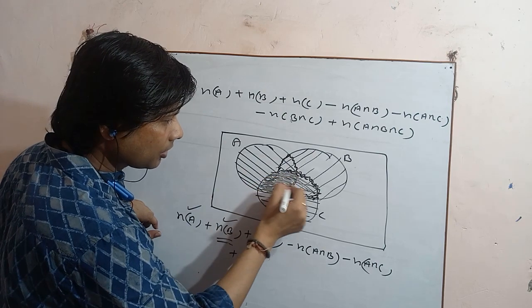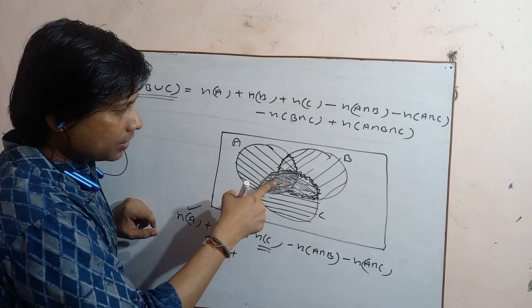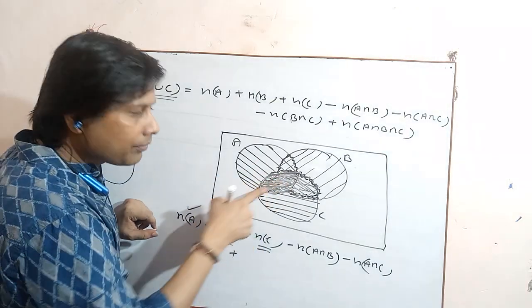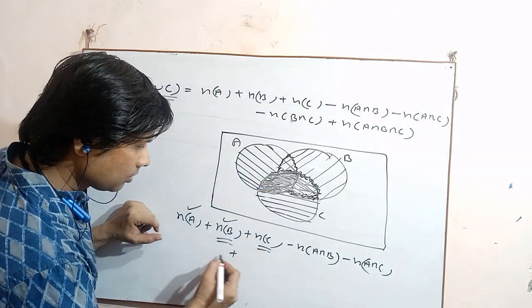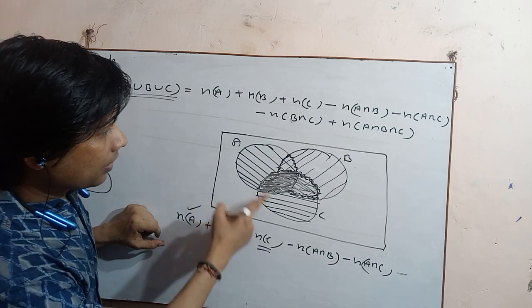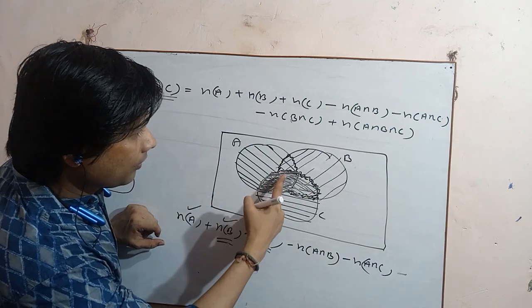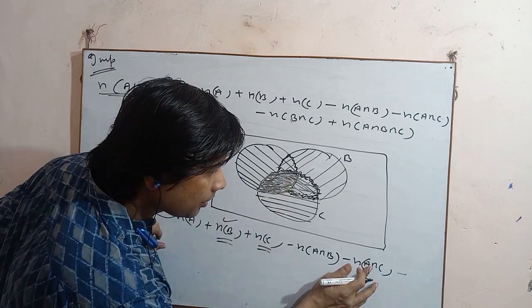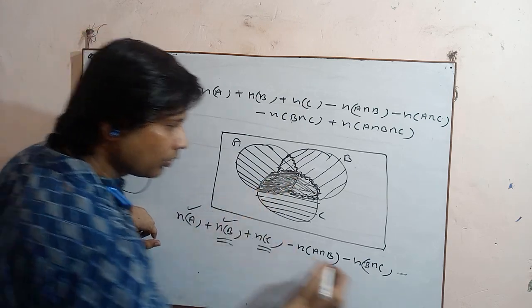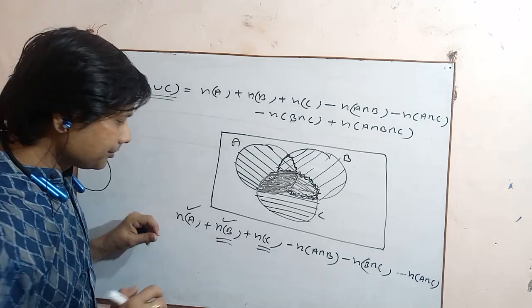This part is in A, this part is in C. A and C already I have taken. So two times I have taken. So one time I will subtract. So minus of, already I have subtracted this one. Here I have to go for A intersection B. I have taken, and B intersection C will be this one. Sorry. And this one I will subtract one more time: A intersection C.